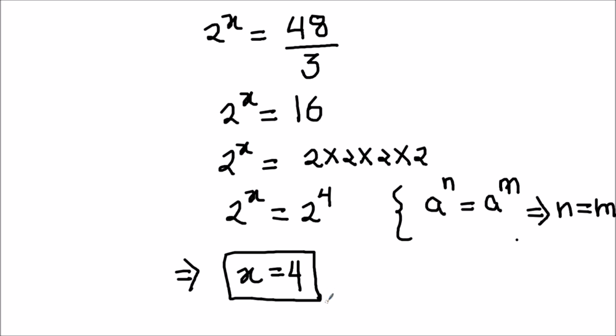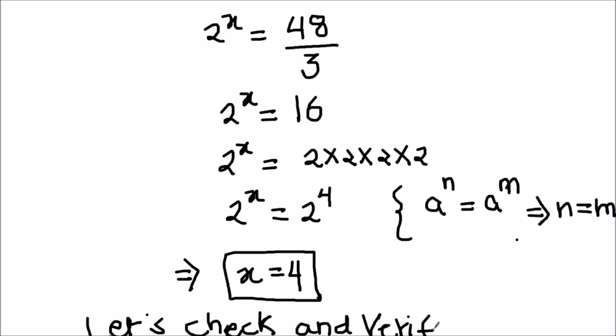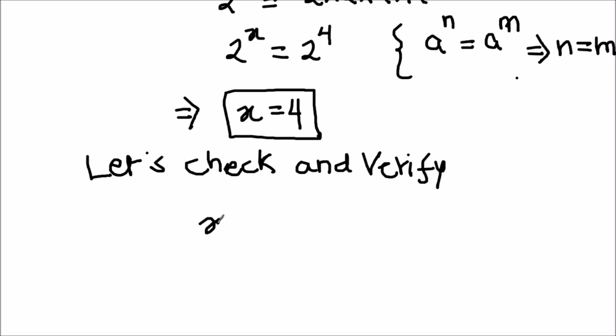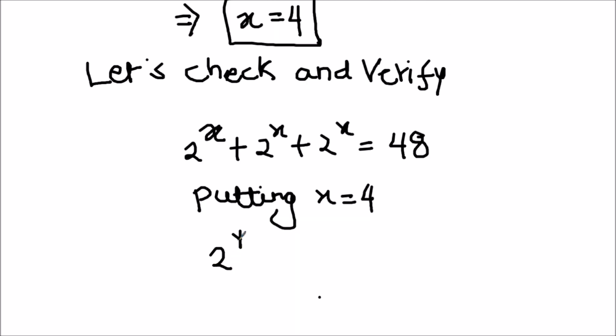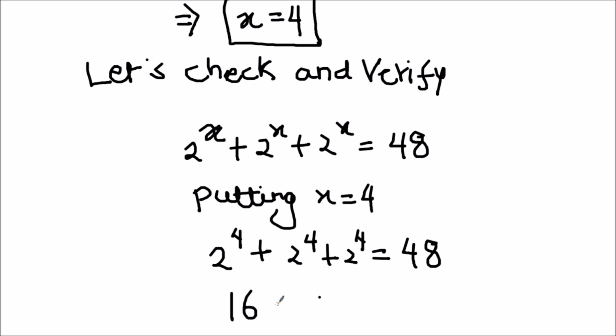Now we can even check and verify our answer. So let's check and verify. So our initial expression was 2 raised to power x plus 2 raised to power x plus 2 raised to power x equals 48. Now putting the value of x equals 4, we have 2 raised to power 4 plus 2 raised to power 4 plus 2 raised to power 4 equals 48. Now 2 raised to power 4 equals 16.